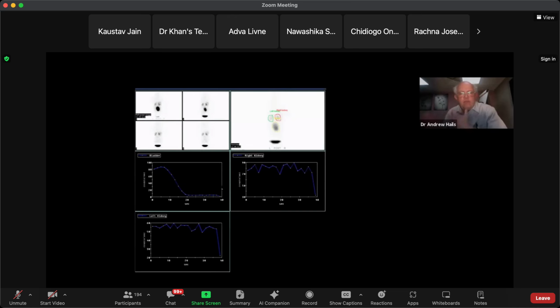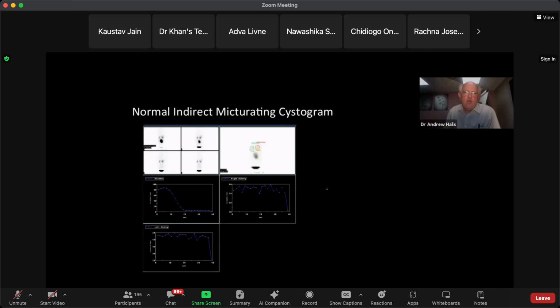So you haven't put a catheter into the patient. You've done your normal, say, MAG3. You've filled the bladder up, and then you've got the patient to micturate, and the bladder is emptied. And then you're taking counts over both kidneys, and they remain constant, as they should. So this is a normal, indirect micturating cystogram.